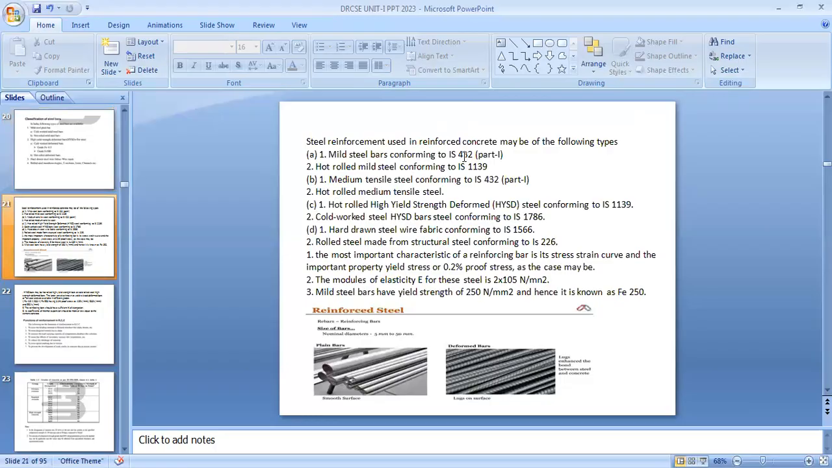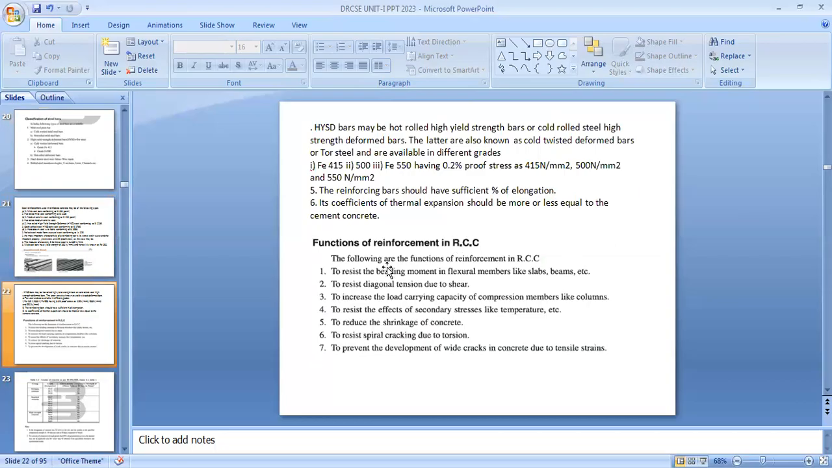Different steels have different codes, and these are the functions of reinforcement in our system. It resists the bending moment and fluctuation, like glass, steel, etc. It resists the diagonal tension due to shear, increases the load carrying capacity of the column, resists the effects of secondary structure, reduces the shrinkage of concrete, reduces spiral cracking, and prevents the development of wide cracks in concrete due to tensile strain.